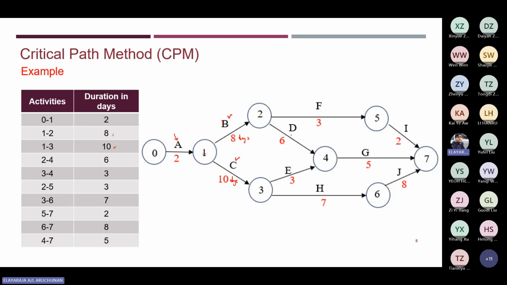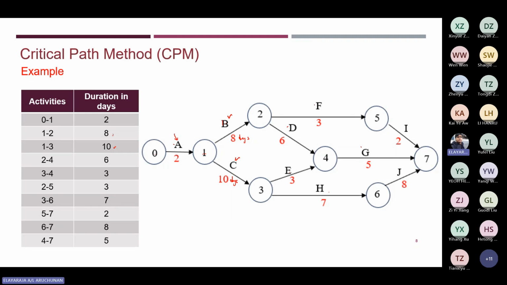You need to denote the activity name for each connection of the nodes, each edge. You need to give the letters of the activities: A, B, C, D, E, F, G, H, I, J. So we have J activities, and the number of days for completion of the activities is given according to the given set of nodes.